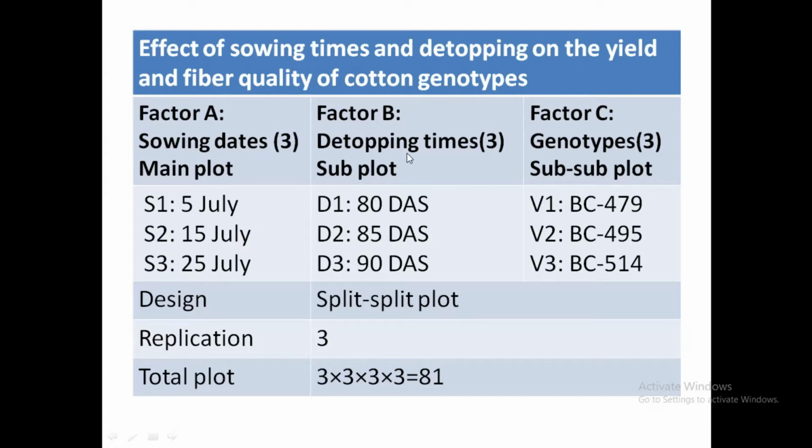And factor B, detopping times. This is called the subplot. Three detopping times: D1 80 days after sowing, D2 85 days after sowing, and D3 90 days after sowing. And factor C, the genotypes, is also a subplot. There are three genotypes: BC 479, BC 459, and BC 514. The design is split plot, with replication 3 and a total of 81 plots.